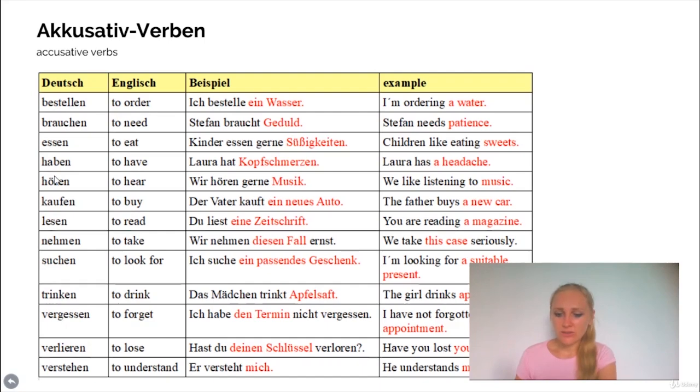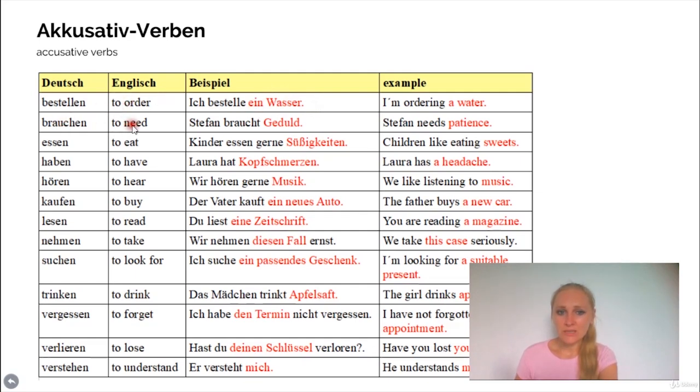And this is also to practice. It's a good start to work with these ones, because they're very useful. So let's have a look at them. Bestellen means to order. Whatever you order, the object that you are ordering, or the service, or whatever it is, is always an accusative object. So here, ich bestelle ein Wasser, I'm ordering a water. Wasser is neutral, it's das Wasser, so we use the indefinite article ein.